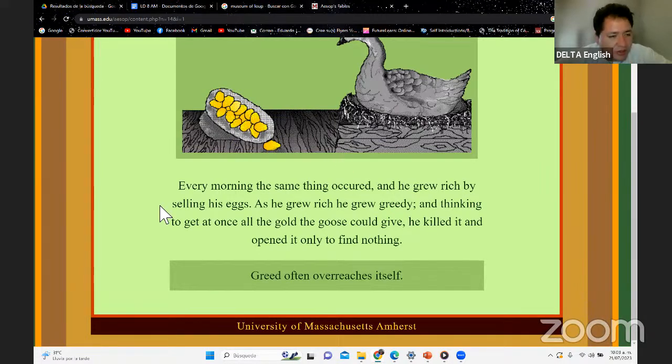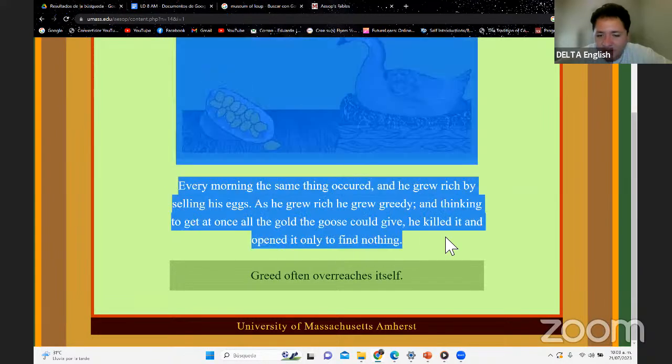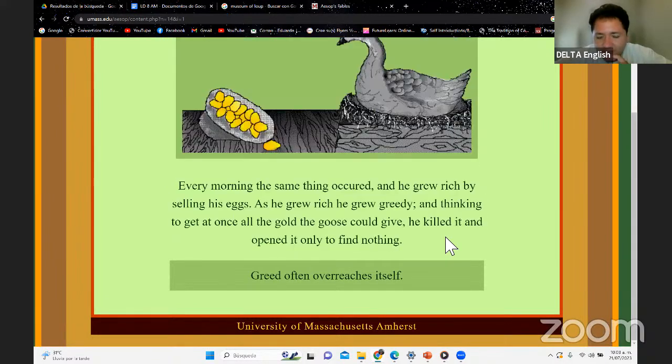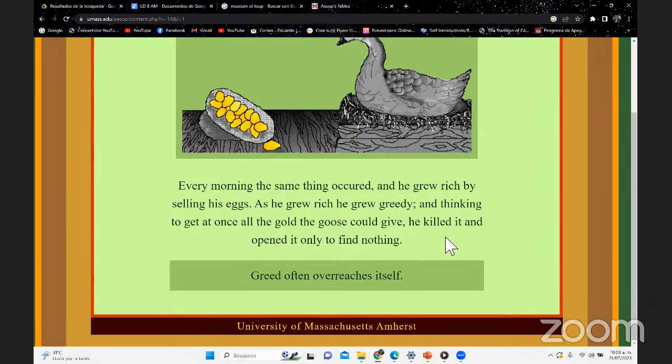Let's continue. Can you help me read the next and last paragraph? Yes, teacher. Every morning the same thing occurred, and he grew rich by selling his eggs. As he grew rich, he grew greedy, and thinking to get at once all the gold the goose could give, he killed it and opened it only to find nothing.